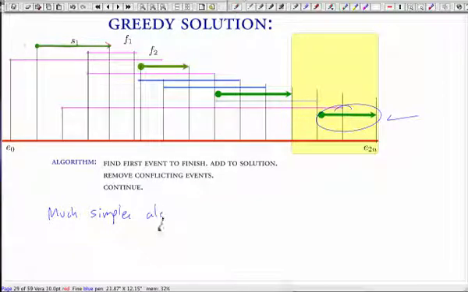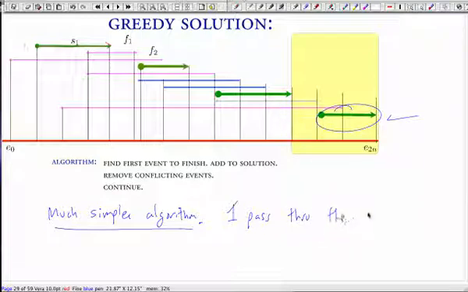This is a much simpler algorithm. It involves one pass through the sorted list. Everybody follow how that worked?